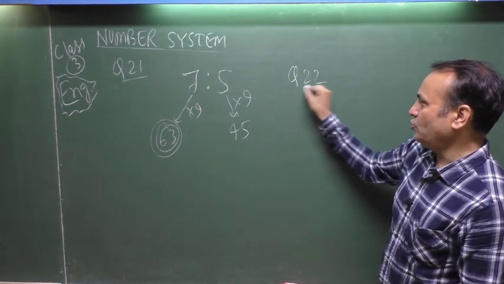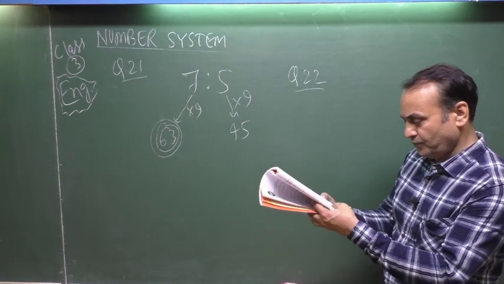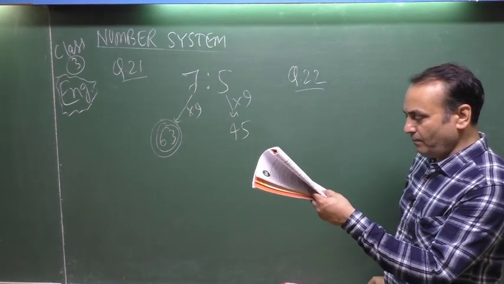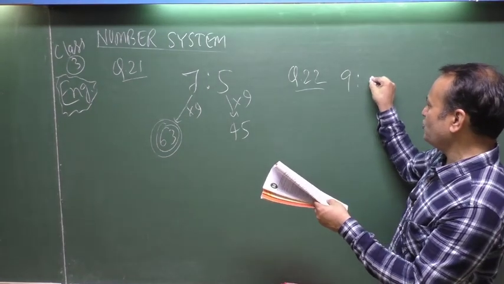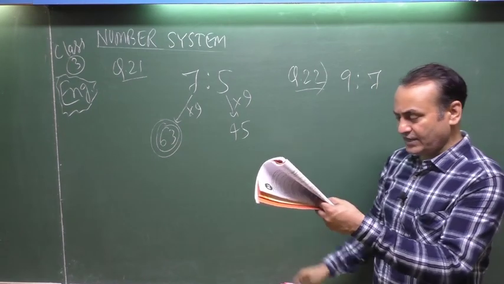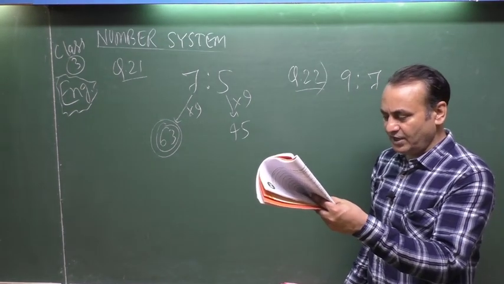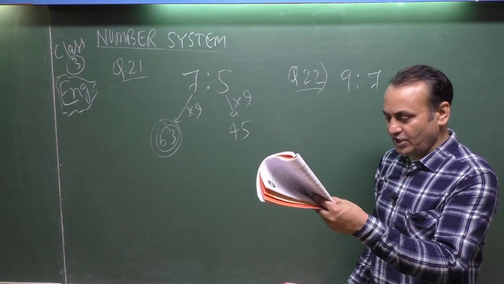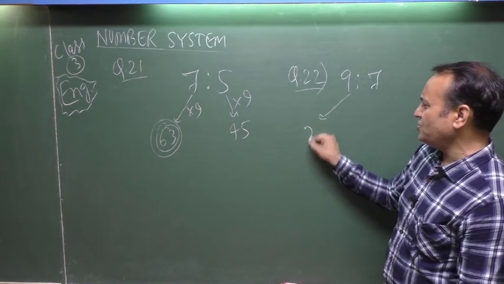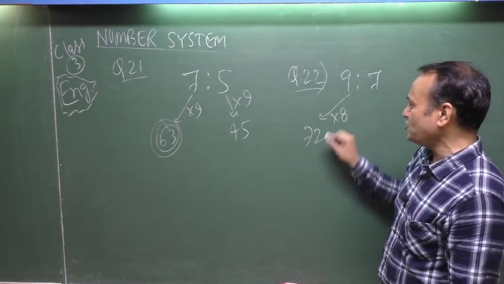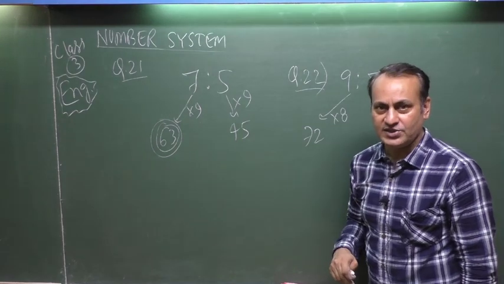Similarly, come to question number 22. There are two numbers in the ratio 9:7. If the bigger number is 72, find out the smaller number. Bigger number is this one. This is 72 exactly. You have to search out how many folds there are.